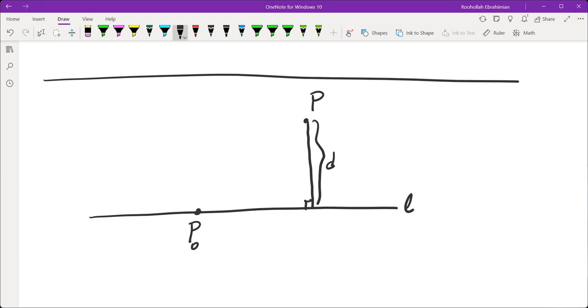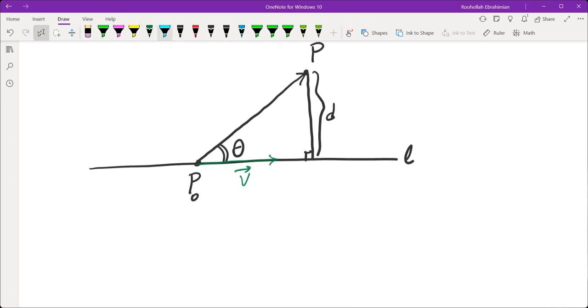Okay, so here's what we're going to do. We are going to use this right triangle. Let me call this vector P0P, and then I also have the direction vector of the line. Let's call that vector V. What is that distance? If we use that right triangle, we get sine of theta times the hypotenuse, so P0P times sine of theta.